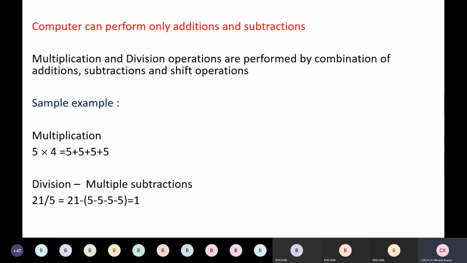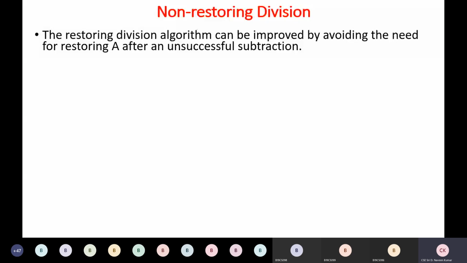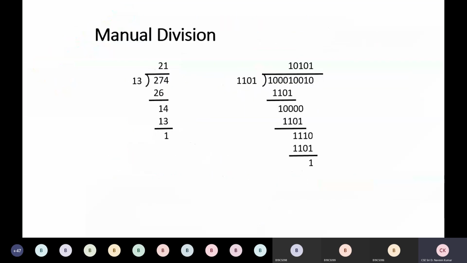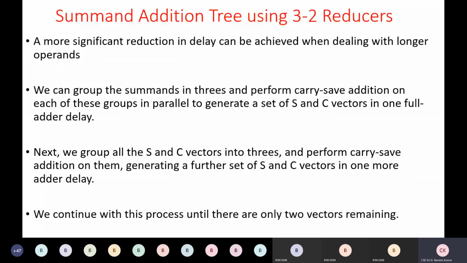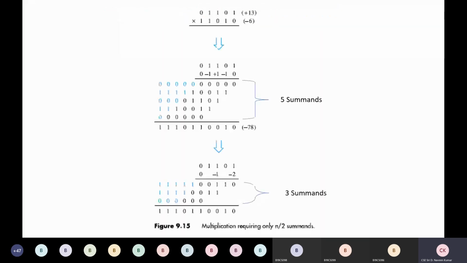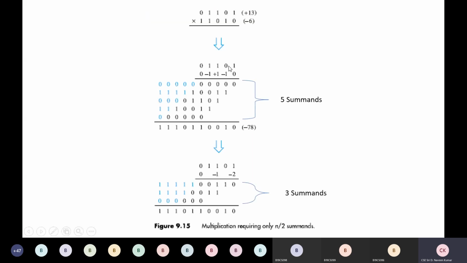We are done with floating point representation, and we are almost done with our unit 2. Another 15 minutes we will go with one left out topic, carry save addition of summands. We'll cover this one in another 15 minutes and we will be done with the entire unit 2.